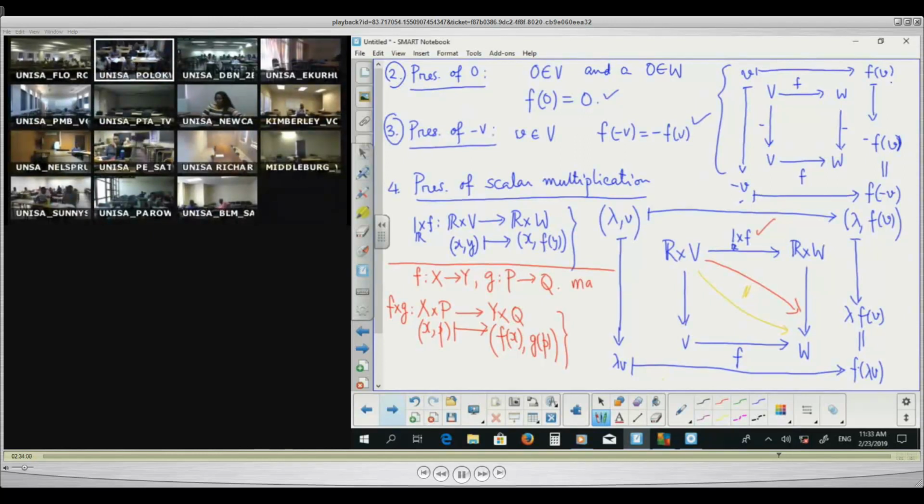I was asking, so (x, y), does it map to (x, f(y)), meaning that x stays the same and y is the one that transforms to f(y)? Yes, because I have taken the identity function on the first coordinate. That's why x stays the same. Oh, okay, so is x our real number? Yes, yes. Okay, sir. Thank you.